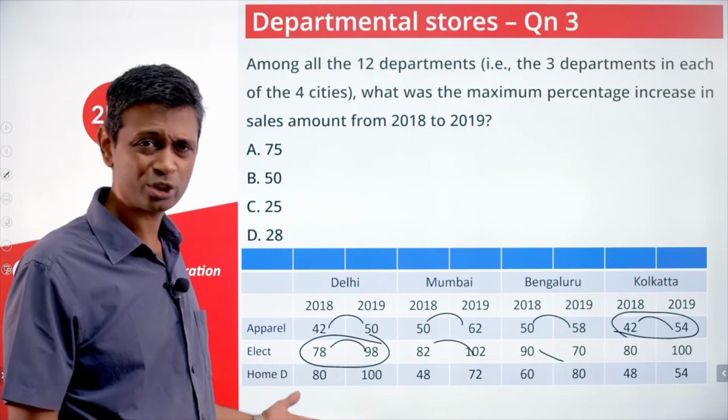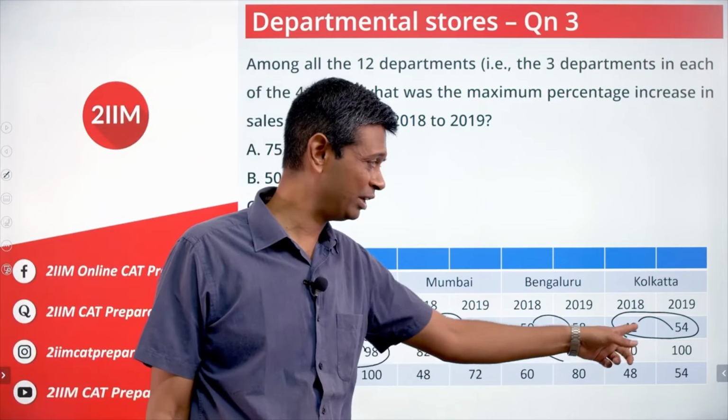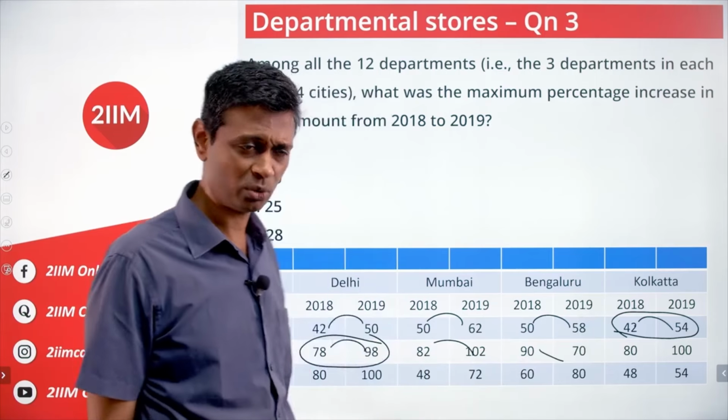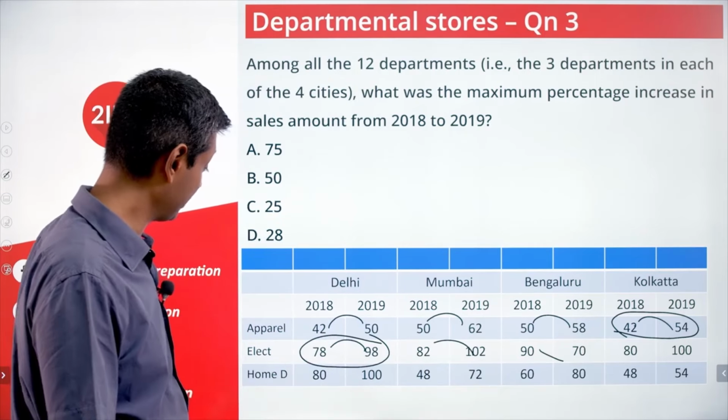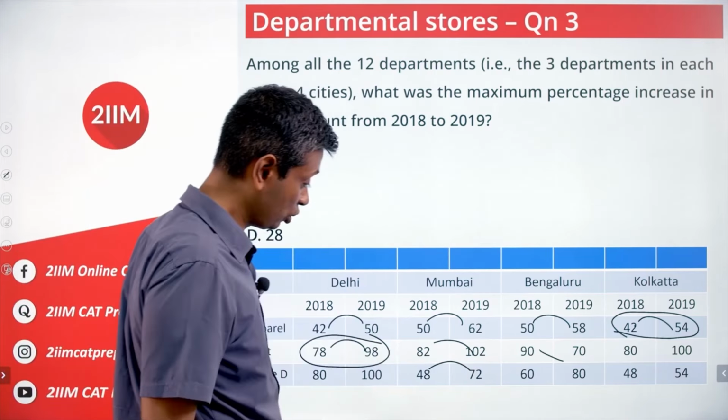20 by 78 is close to 1/4. 12 by 42 could be more than 1/4. My gut feel is higher than that, but I'm not going to really compute. Both are in the 24-25% range, 1/4 range. 80 to 100, 78, 98 is sharper. 48 to 72. This is a winner so far.